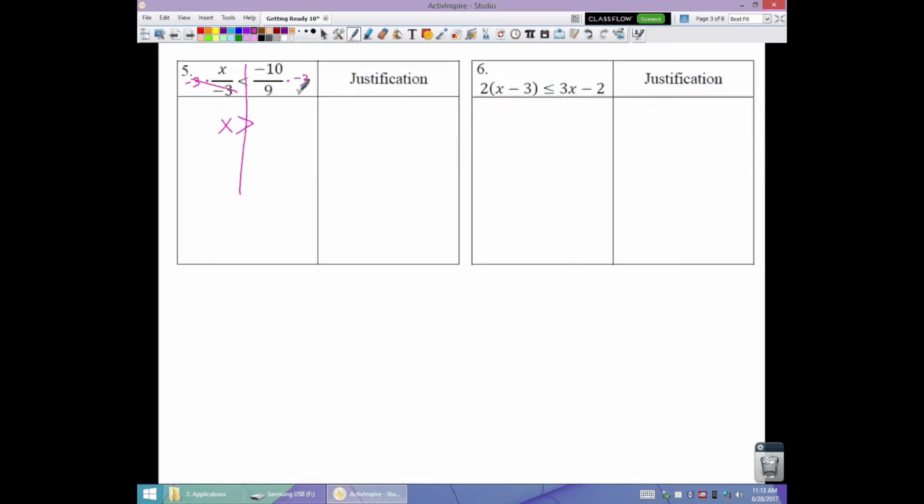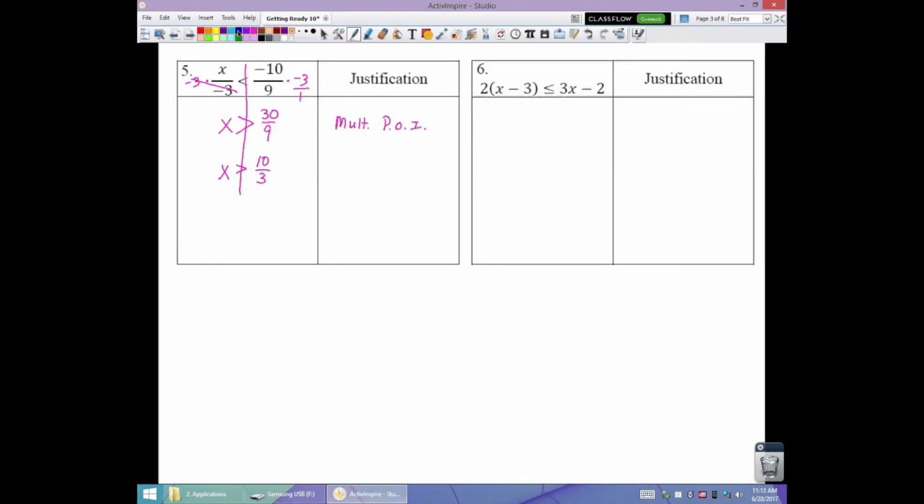Now, negative 10/9 times negative 3 over 1 is positive 30 over 9, which we will reduce to say that's x is greater than 10/3. We do not want to write 3.3. That is not the same as 10/3. We do not round rational numbers. Okay, so we used here the multiplication property of inequalities.